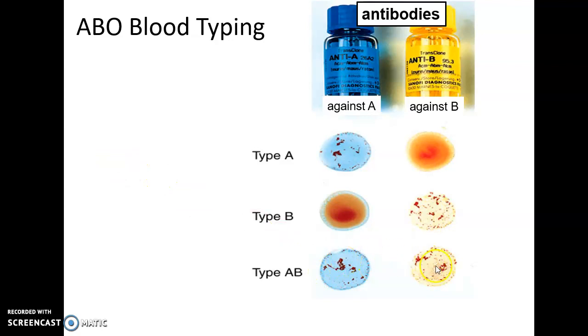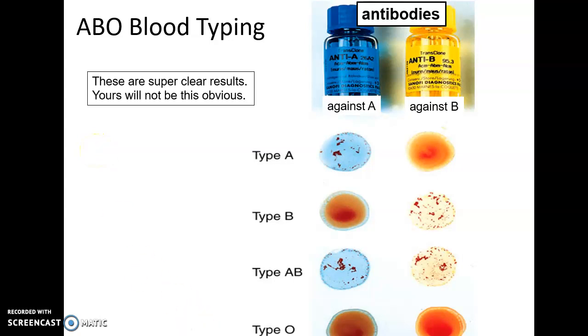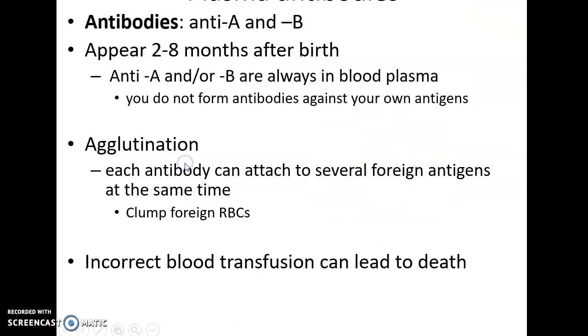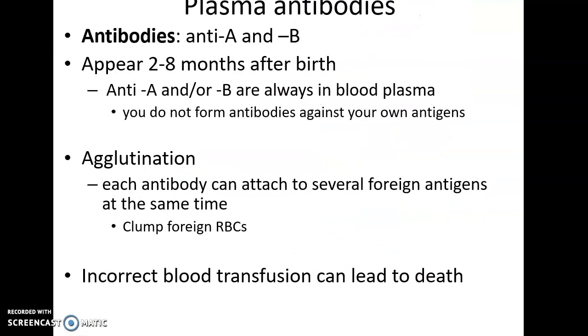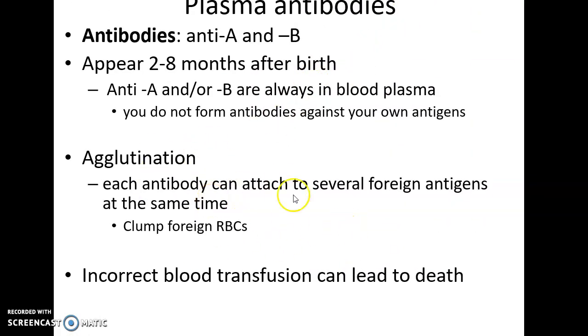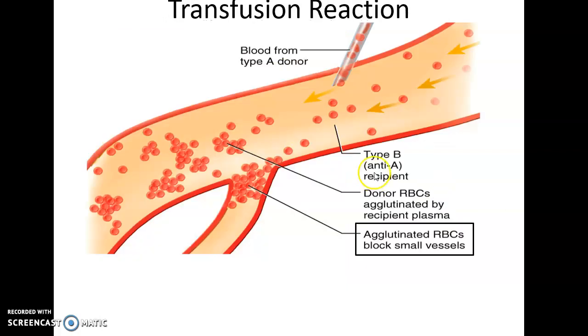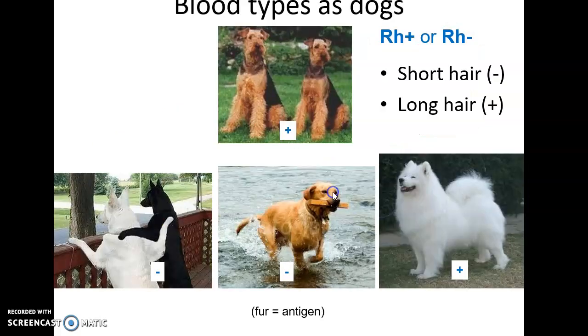For AB, both agglutinate because you have both A and B antigens in your blood. And for O, neither would agglutinate because, again, you do not have the antigens. They are not present. Antibodies for A, B, O appear shortly after birth and automatically will cause agglutination. So you definitely have to make sure you know your blood type, or at least the doctors know your blood type, before you get a blood transfusion. Again, antibodies bind to multiple cells, leading to agglutination. Those clumps of red blood cells can then block blood vessels, leading to stroke or heart attack.